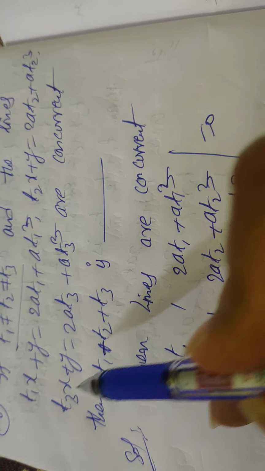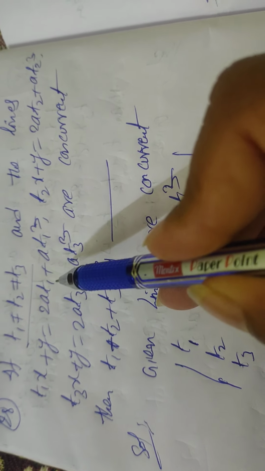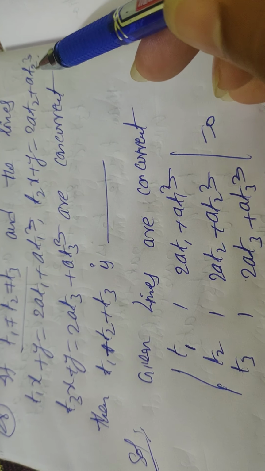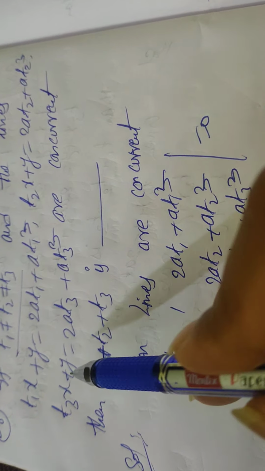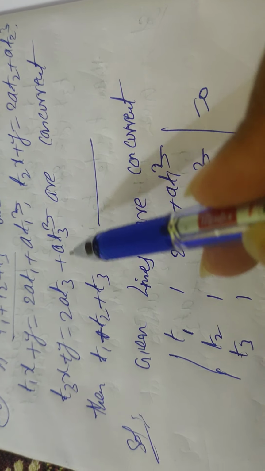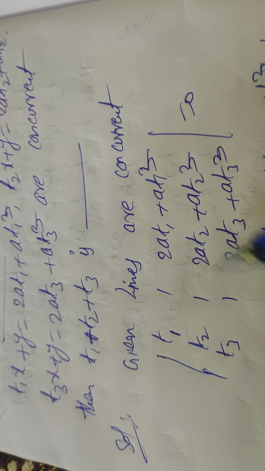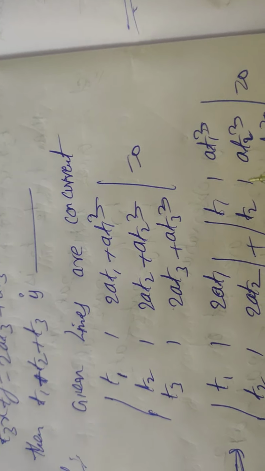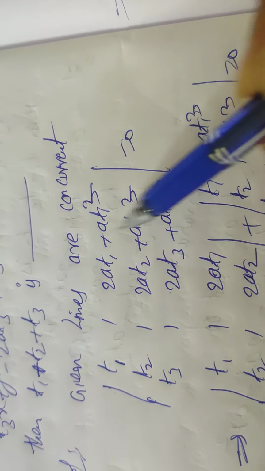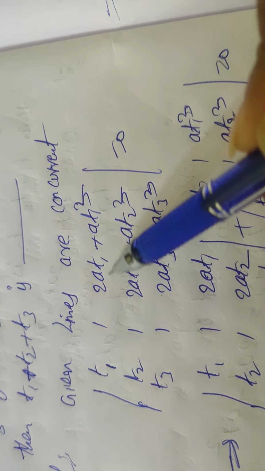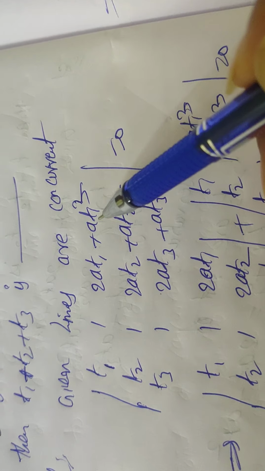The determinant of corresponding coefficients means: t1, 1, 2a t1 plus a t1 cube; t2, 1, 2a t2 plus a t2 cube; t3, 1, 2a t3 plus a t3 cube is equal to 0. So this is first row, second row, third row. Here, those who have completed determinants know very well. In the third column, each element has two terms.